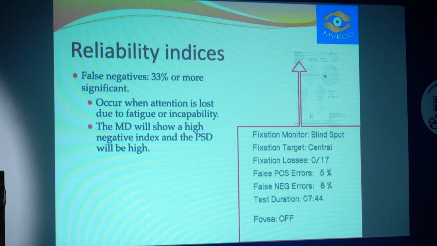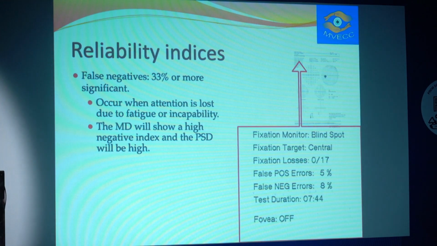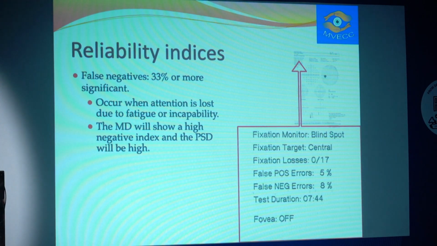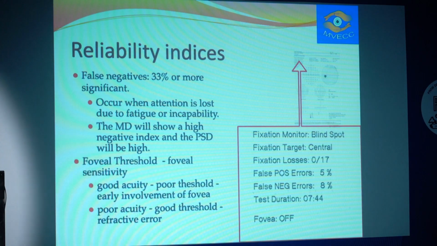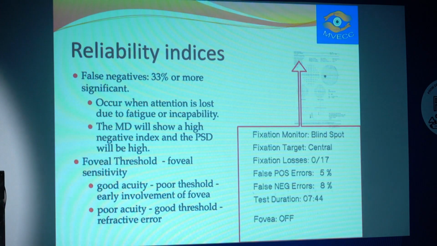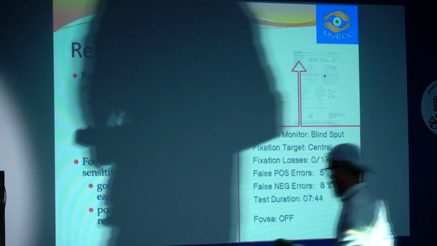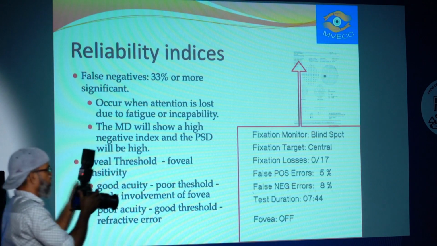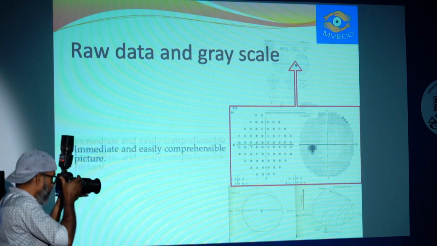Then we move on to the false negatives. What the patient does here is he sees the stimulus and doesn't respond. It could be because of fatigue or incapability. The mean deviation will show a negative high value. Also the pattern standard deviation would be pretty high. The foveal threshold: if there is a good visual acuity but poor foveal threshold, it shows early involvement of fovea. If there is a poor visual acuity but good threshold, it points towards a refractive error.